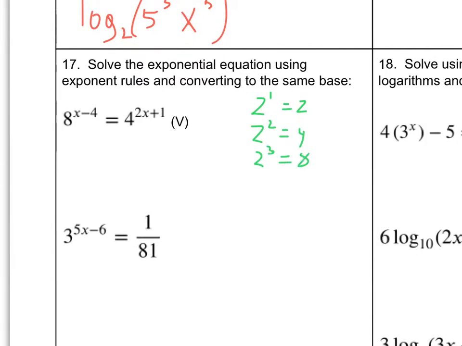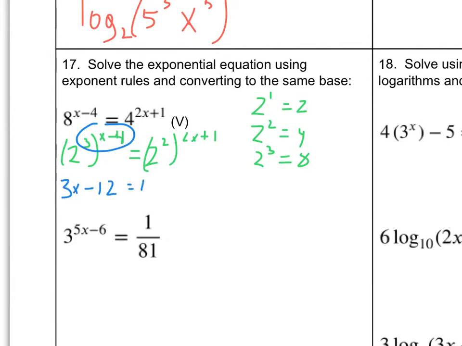2 to the third is 8. I got both. So 2 to the third, x minus 4, is going to be equal to 2 squared, and then 2x plus 1. Since the bases are the same, I can now take the exponents and make an equation. 3x minus 12 is equal to 4x plus 2. I'm going to bring the 3x to this side, the 2 to the other side, and I get x is equal to negative 14.